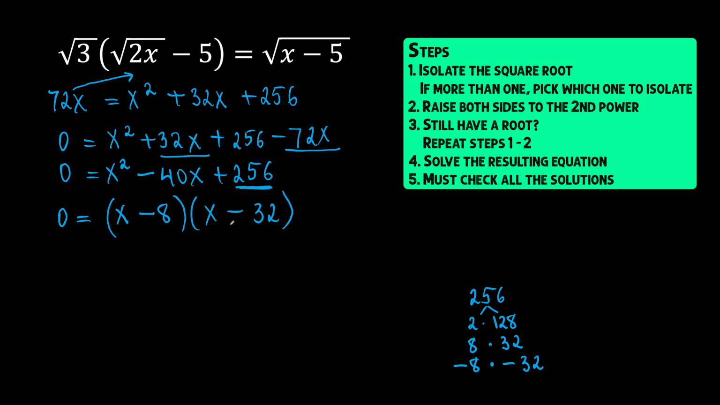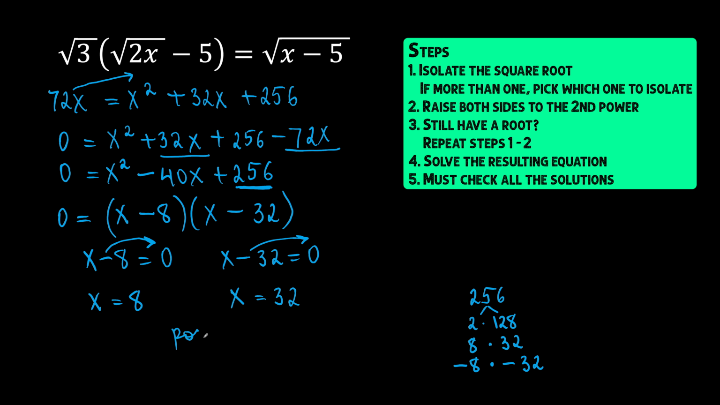Okay, setting each parenthesis to 0. So x minus 8 is equal to 0 and x minus 32 is equal to 0. Solving it, taking negative 8 to the other side as positive 8. In America, you will add 8 to both sides. So x becomes 8. Here, we take negative 32 to the other side as plus 32. In America, you will add 32 to both sides. You see, in each country it's different. Pick your way that you're comfortable with. x becomes 32. These are only possible solutions.